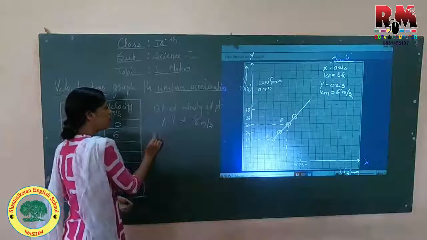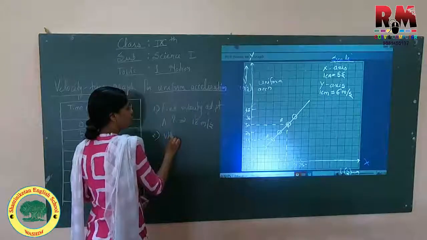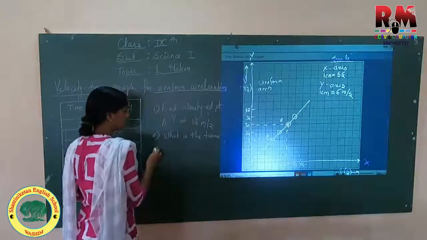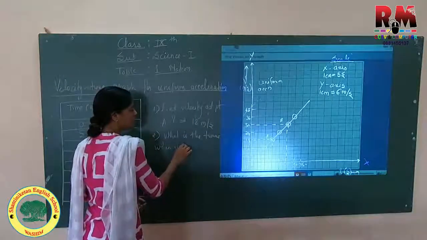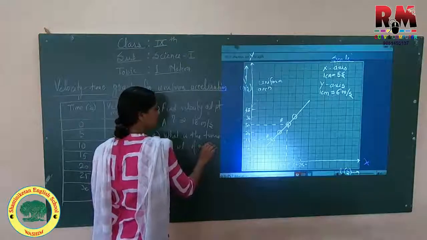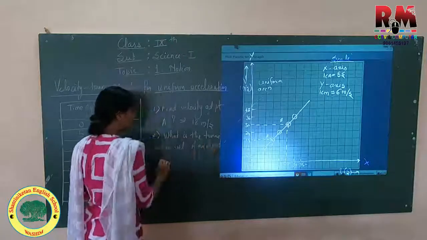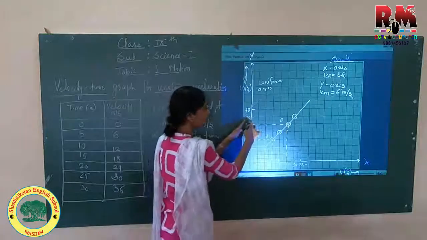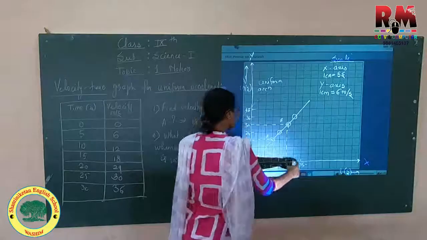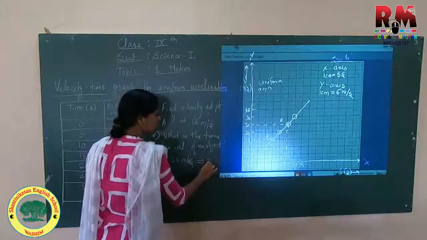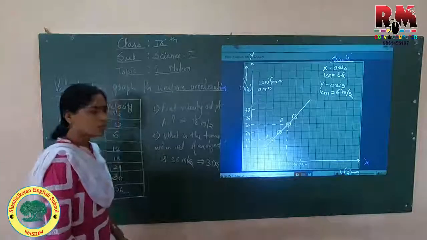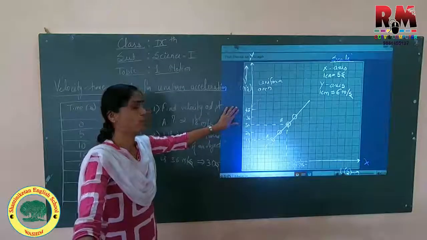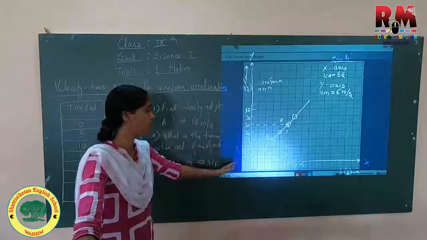Understood? Suppose the question is, what is the time when the velocity of an object is 36 meters per second? So just go to 36 meters per second. What is the time? 30 seconds. So what will be your answer? 30 seconds. From this table also you may answer it, but if a graph is given to you, you have to find the answers from the graph. Such types of questions can be asked.